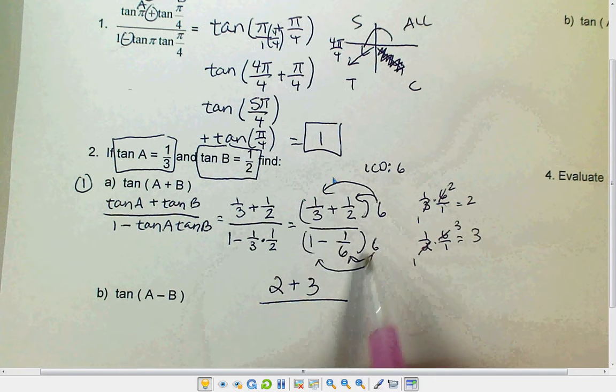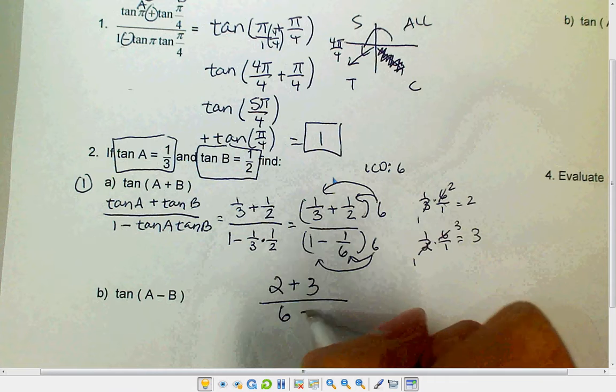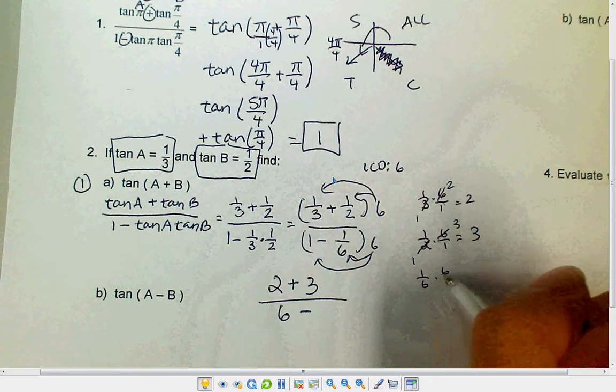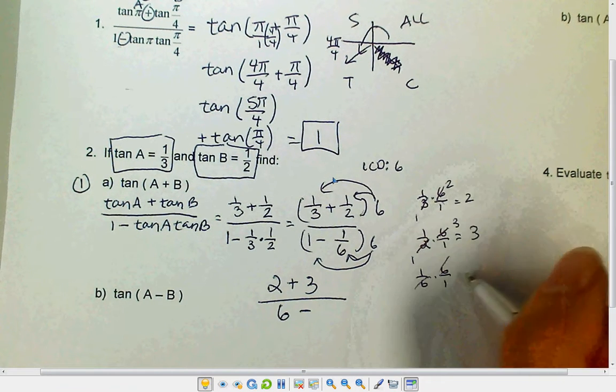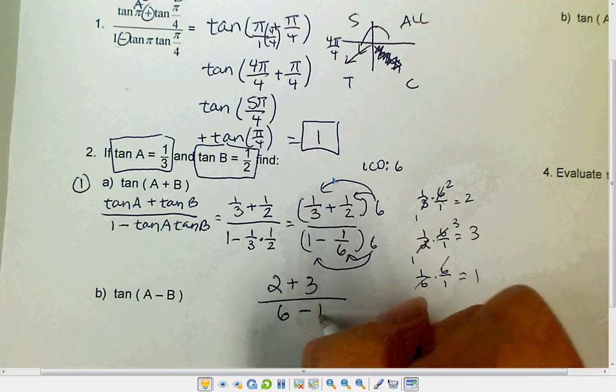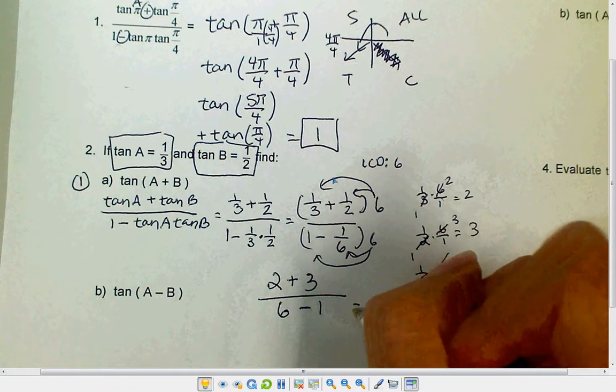Alright, 6 times 1 is just 6. Minus 1/6 times 6 over 1. The 6's cancel out, so this just leaves you with 1. And so now our very last step is just to simplify.